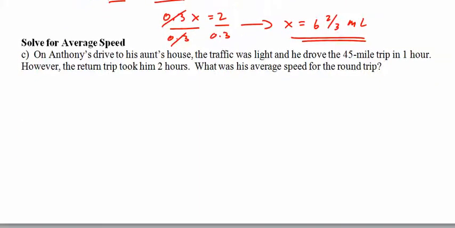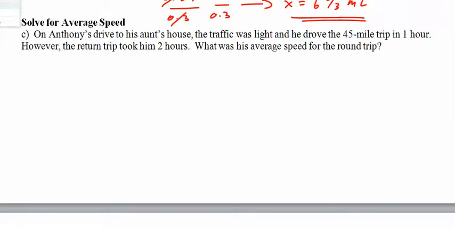I mean, it's a pain. I'd recommend pausing the recording and doing some of these problems yourself because they are challenging. Very challenging. Anthony's drive to his aunt's house. The traffic's light. He drove 45 miles per hour in 1 hour. Velocity equals distance over time. So he went 45 miles, 1 hour.